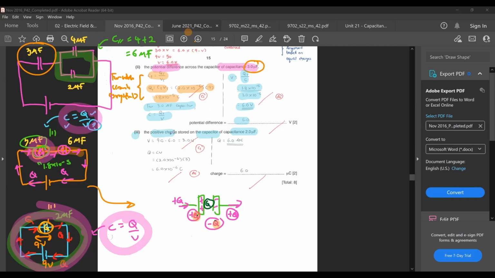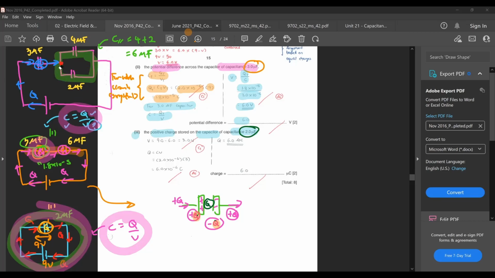Okay, so now they want the charge stored on the capacitor of 2 microfarad. That one is actually referring to this one here, the first diagram. So how do I find out the charge stored here? If you look at how the charges are flowing through your circuit, you could say that there's a charge of Q being pushed, such that the 3 microfarad stores a charge of Q. But then once it reaches this part here, you will notice that there's a junction.